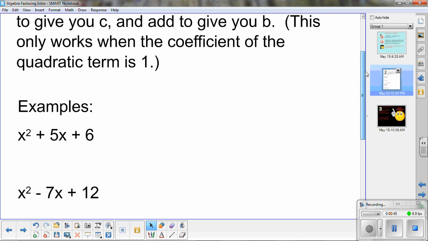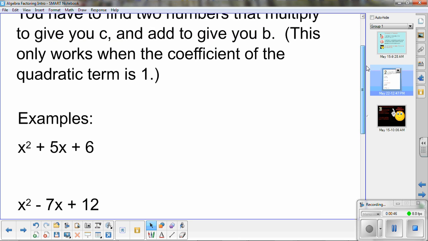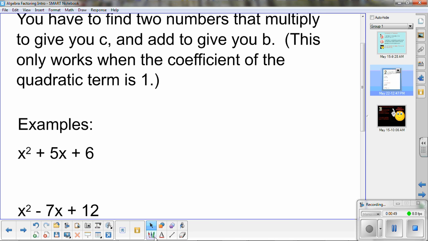So for example, we want to find two numbers that multiply to give you 6, but add to give you 5. So I'm going to just list the factors of 6. We have 1 and 6, and we have 2 and 3. Well, 2 and 3 are the ones that can be added together to get 5. So we're going to go with these.